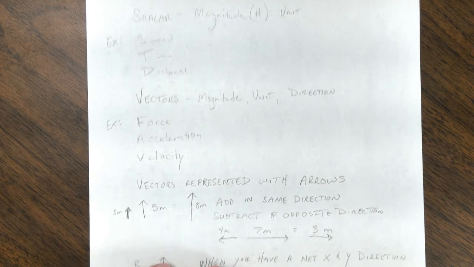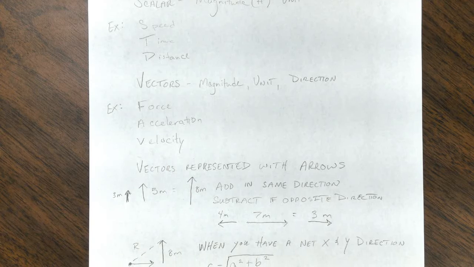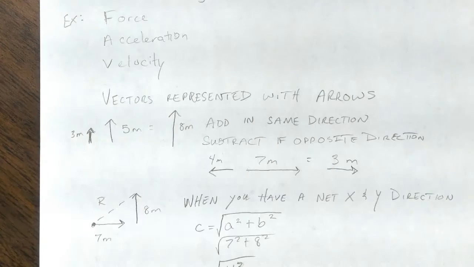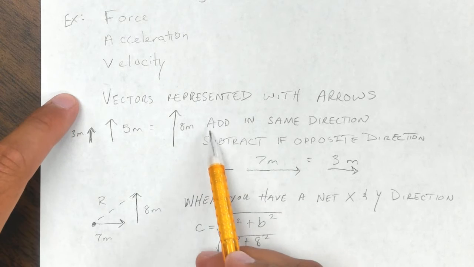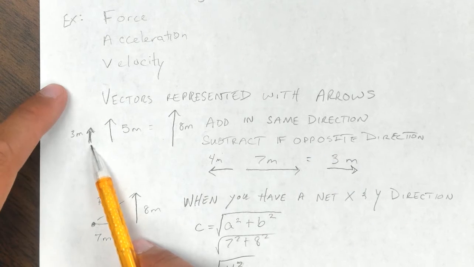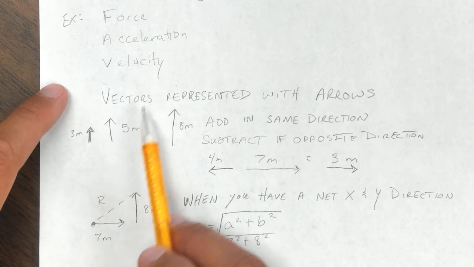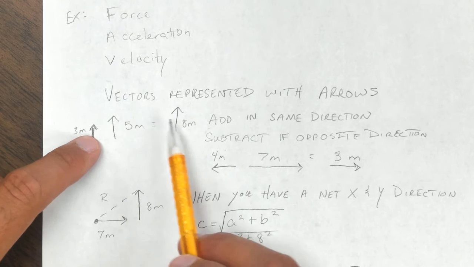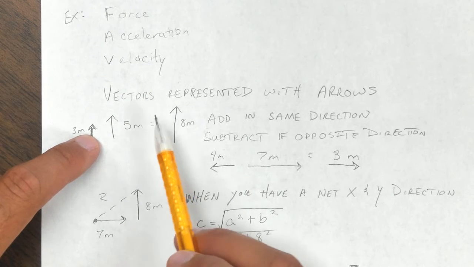Now, in the diagrams, we're representing vectors with arrows. So if their arrows are in the same direction, you add them. I showed here as an example, 3 and 5 both going up. If they're the same direction, you add them. So 3 plus 5 is 8. Same direction, still going up.